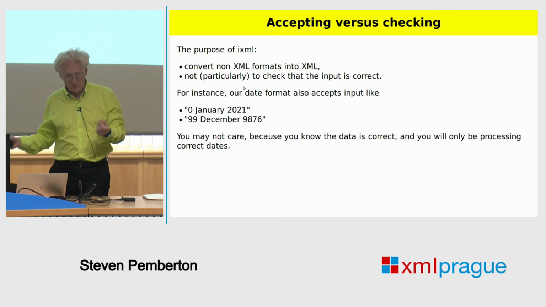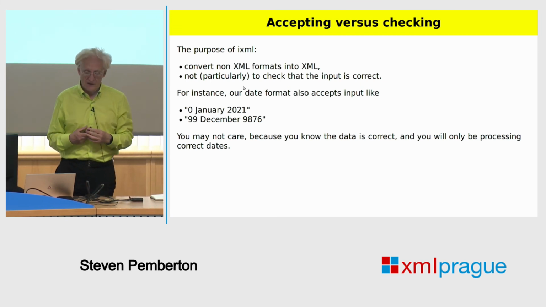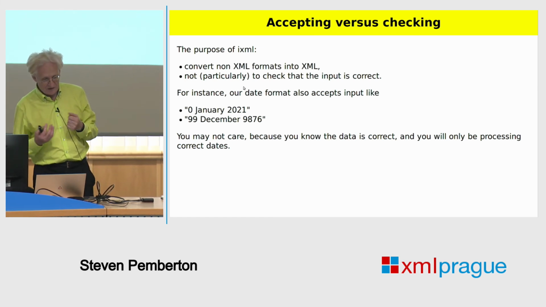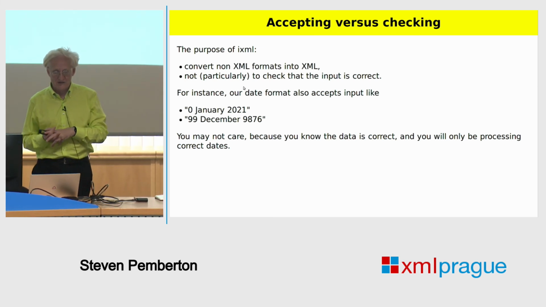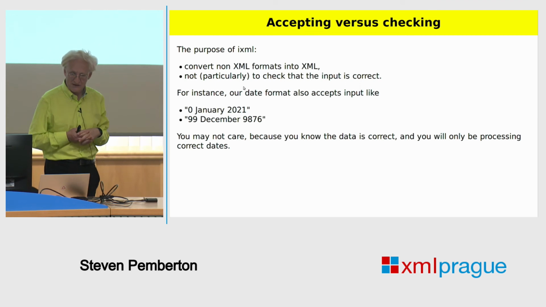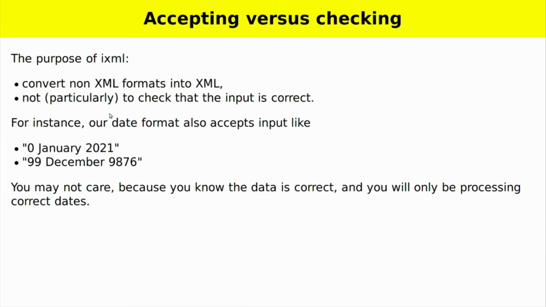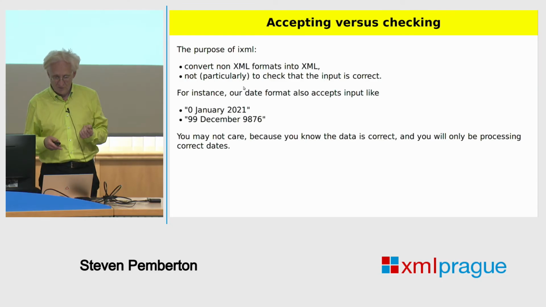So, for instance, the dates that we specified also accept dates like 0 January 2021 or 99th of December 9876. And frankly, we may not care because we know that the data is correct. We're not interested in checking it. We just want to get it into a structured format.